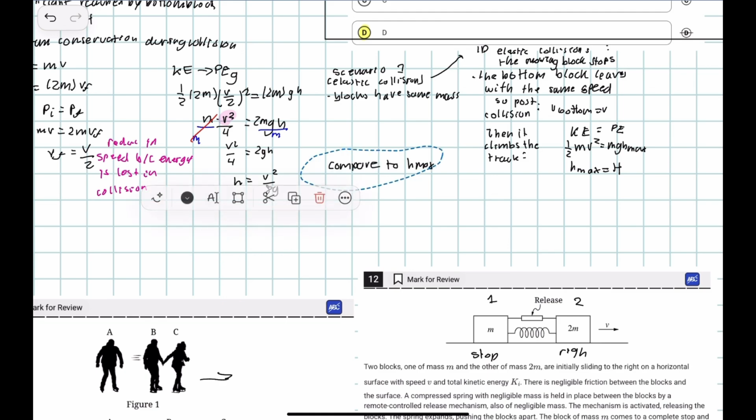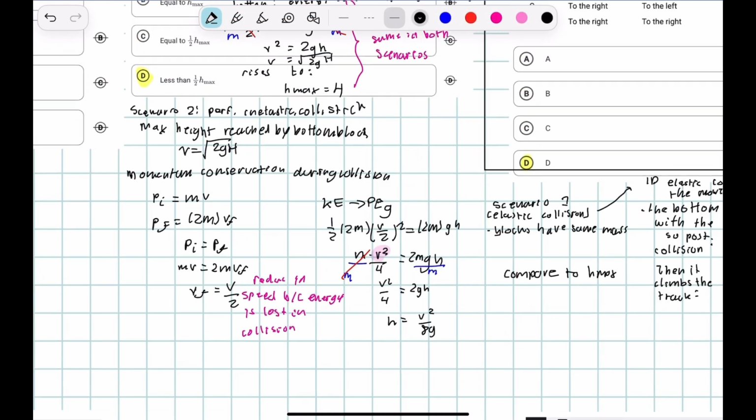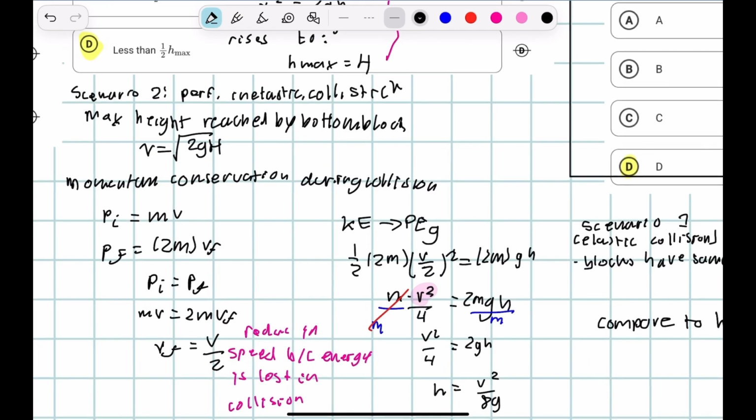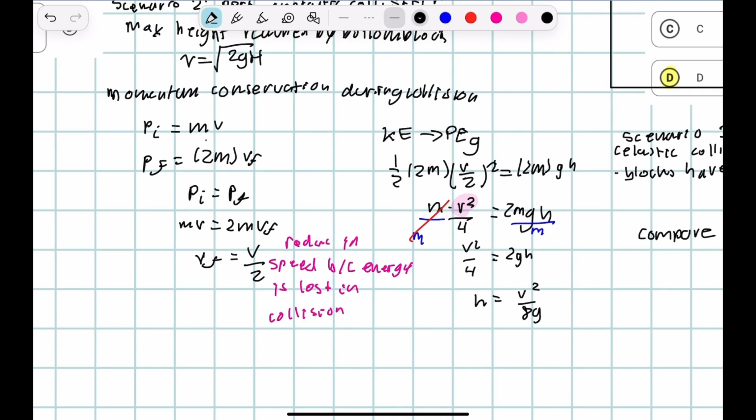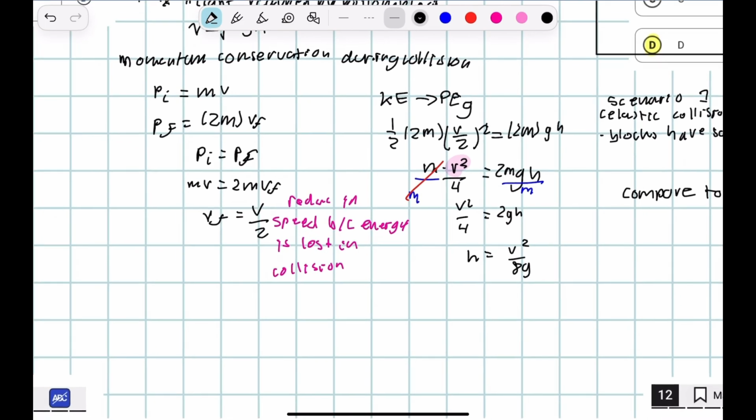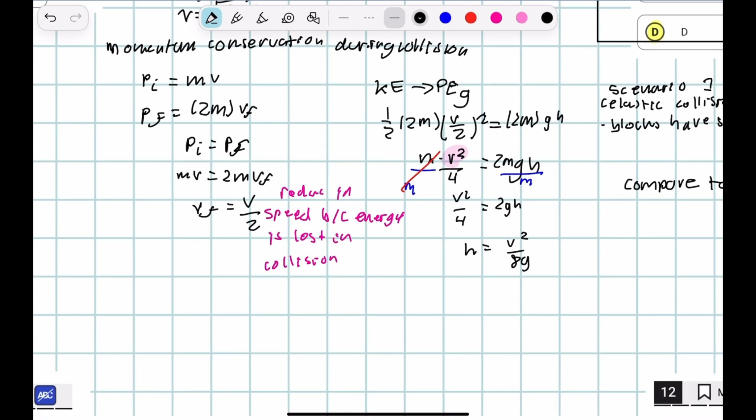Now, examining scenario 2, we have a perfectly inelastic collision where they stick. The velocity is equal to the root of 2gh, and we know that before the collision, the momentum pi is equal to mv. After the collision, it is double the mass, so pf is equal to 2m times vf. We can set pi equal to pf using conservation of momentum during the collision because it was perfectly inelastic. Solving for vf, we have vf is equal to v over 2, and there's a reduction in the speed because energy was lost during the collision.